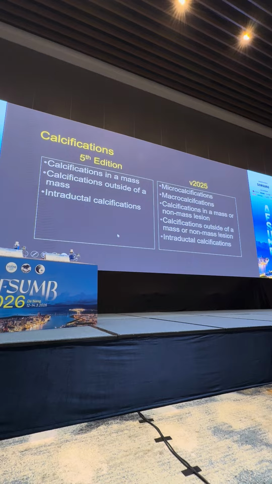Calcifications. So this is the 5th edition on the left. This is V 2025 on the right. Okay? We used to have calcification in the mass, calcification outside of the mass, and intraductal calcification. So now we separated it into micro and macro calcifications. Of course, microcalcifications suggest malignant, and macrocalcifications suggest benign. Okay? And not just in a mass now, you can have a non-mass lesion. So you can have calcifications in a mass or non-mass lesion, or outside, or intraductal. This is V 2025, and this is the 5th edition, the older terms, just because we recognize ultrasound technology has increased.